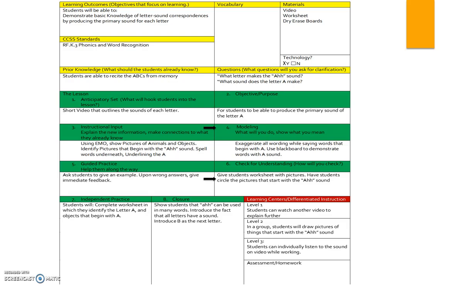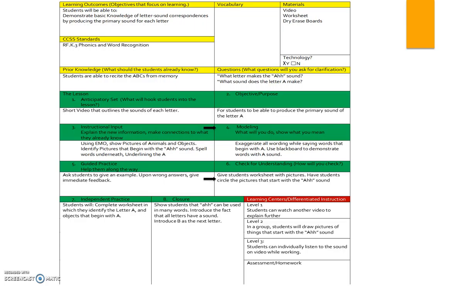Here we see a reading lesson plan, by the end of which students will be able to demonstrate a knowledge of letter-sound correspondence by producing the primary sound of each letter as mandated by the Common Core Standard RFK3, Phonetics and Word Recognition. In this lesson, they will learn the letter A and the sound ah. By this time, students are able to recite the ABCs.